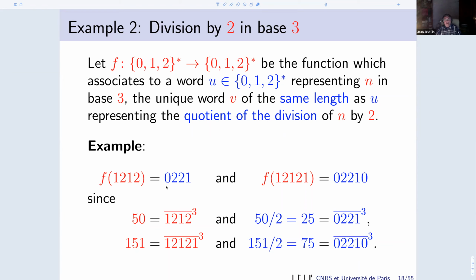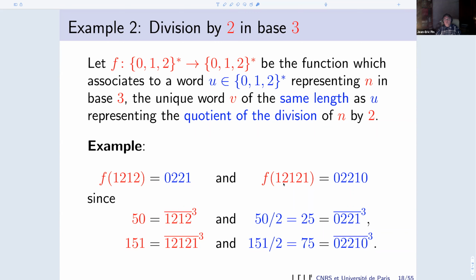So let's look at an example. I want to compute f of 1, 2, 1, 2. The first thing I'm doing is I just look at 1212 in base 3, this is 50. Now I divide 50 by 2, this is 25. And 25 is 2, 2, 1 in base 3. And remember, I want to have a word of the same length. So I'm adding this 0 in the front just to get a word of the same length. So the result is 0, 2, 2, 1.